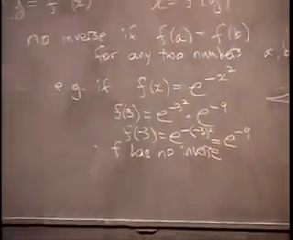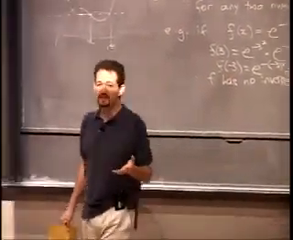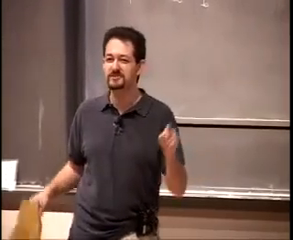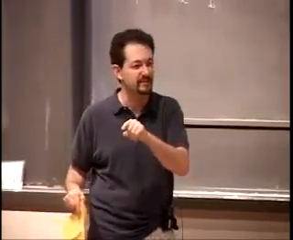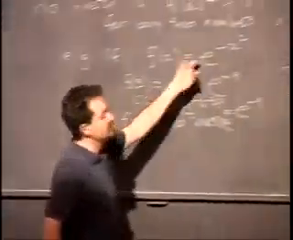Okay? So in fact, if any function is even, then it can't have an inverse. No even function can have an inverse because f of x equals f of minus x. You can just pick any points like 3 and minus 3. This is an even function. It doesn't have an inverse.